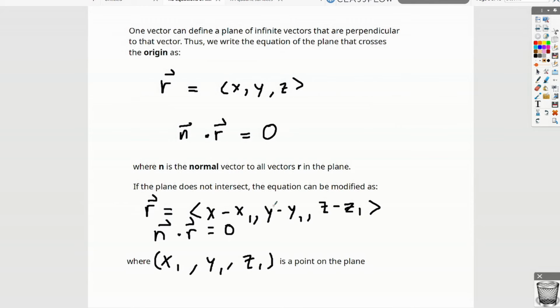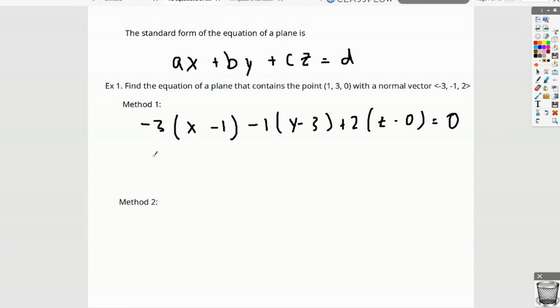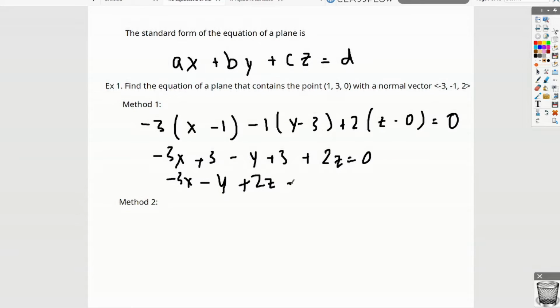Right? You would put this equal to 0 instead, not equal to d, which is what we will do in the next one. So negative 3x plus 3 minus y plus 3 plus 2z equals 0. And then to put it into this form, we will have minus 3x minus y plus 2z is equal to negative 6. And that is your equation of the plane. And you could check it back. If you put 1, 3, and 0, you will get the equation of the plane.